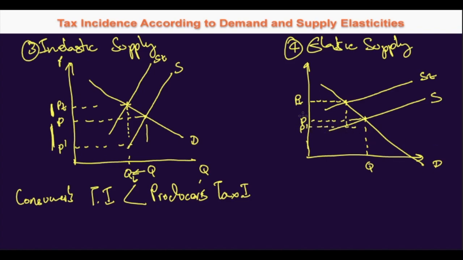P dash. As you can see here, the consumers are taking the burden of tax and the producers are taking a much smaller burden here. So in conclusion, what we can say is, for elastic supply, the consumers' tax incidence would be higher than the producers' tax incidence.